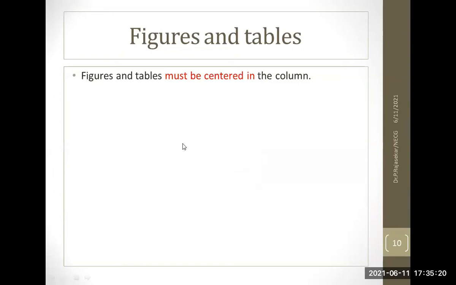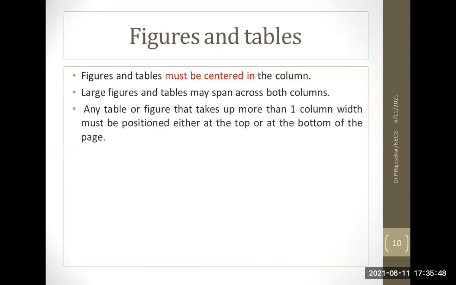Large figures and tables may span across both columns. Suppose you shrink a figure into a single column and it is not visible, then you can expand that figure across the 2 columns. At that time, you can change the format for that portion only, and make it single column, for the figure portion only and the table portion only. So that is the important one.